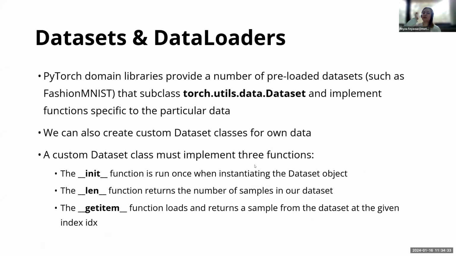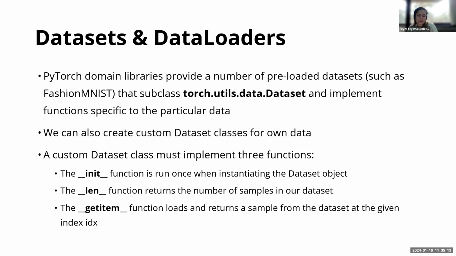PyTorch provides a number of preloaded datasets such as MNIST and Fashion MNIST, which are subclasses of torch.utils.data.Dataset. They have some specific functions for specific datasets, so you can use them very easily. We can also create custom dataset classes for our own data. And most of the time, since we do not work with generic data, we also use data from our specific projects, so we have to implement these custom dataset classes.